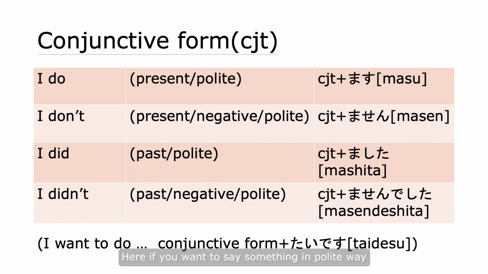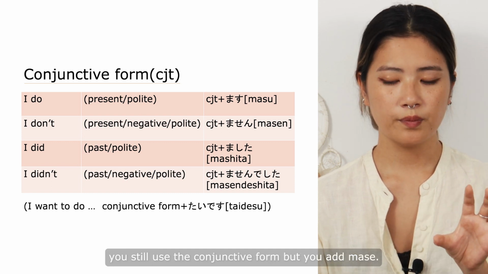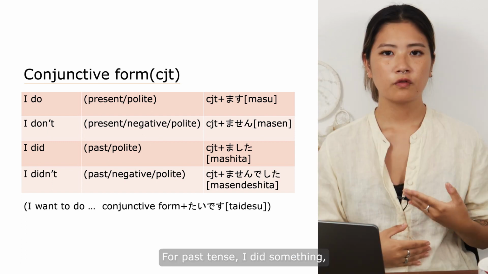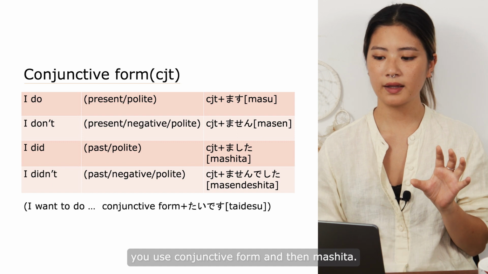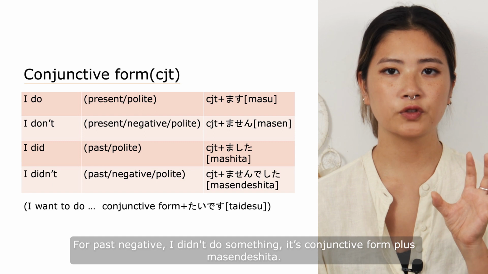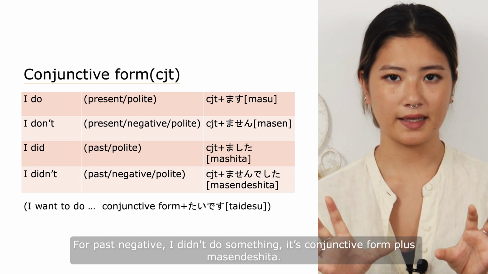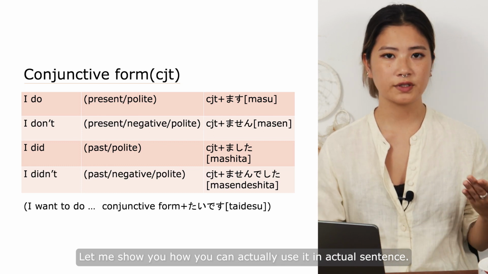For example, here, if you want to say something in a polite way with present tense, you use the conjunctive form of the verb and then add masu. If you want to say it in negative form, you still use the conjunctive form, but you add masen. For past tense, I did something, you use the conjunctive form and then mashita. For past negative, I didn't do something, it's the conjunctive form plus ませんでした. Let me show you how you can actually use it in an actual sentence.